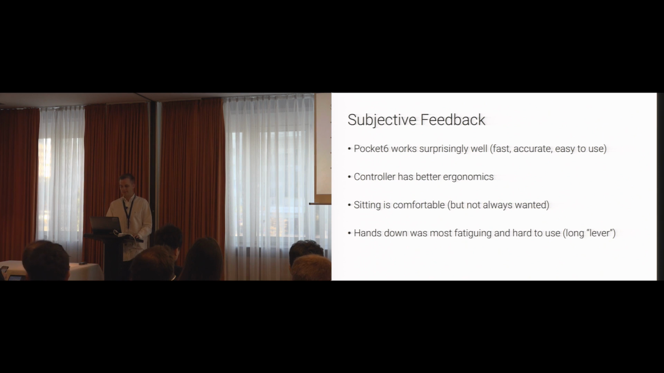The hand-down technique was the most fatiguing and the hardest one to use. They said that it's due to the long lever, the long kinematic chain from neck to the fingertips that need to be precisely adjusted. And they said that they could not interact like this probably for a long time. This was surprising, since we initially thought that the hand-down technique would be more relaxed and more comfortable due to the posture. And on the other side, they found that the mapping of the hand-down technique was good and understandable.